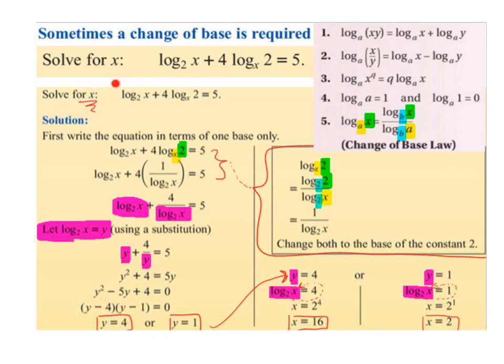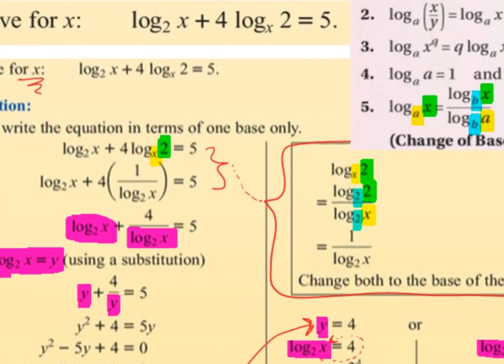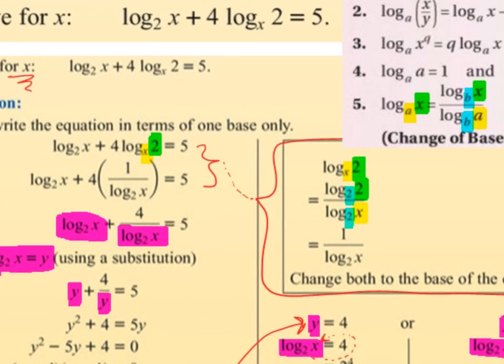So solve for x, log base 2 of x plus 4 log base x of 2 is equal to 5. So we first write the equation in terms of one base only. So log base 2 of x plus 4 log base x of 2 is equal to 5 is what we started with. We're going to keep the base of 2, so we write down the log base 2 of x. And we're going to keep the plus 4, and we're going to change log base x of 2 to 1 over log base 2 of x, and it's still equal to 5.